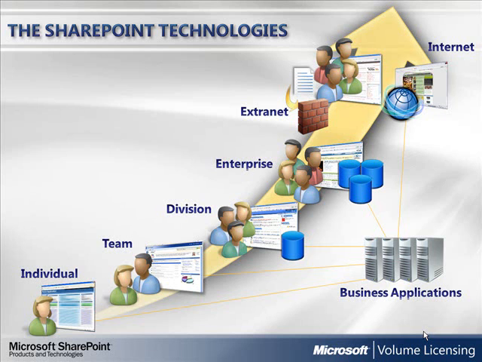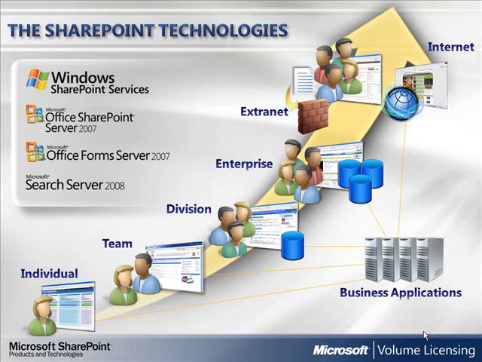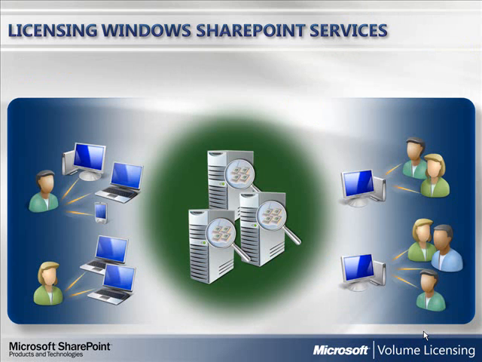Look at the products that make up the SharePoint technologies. Customers typically choose from 4 key products to build their SharePoint solutions: Windows SharePoint Services, Microsoft Office SharePoint Server, Form Server, and Search Server. Let's look at the licensing of the first product, Windows SharePoint Services. Windows SharePoint Services, or WSS, is a service of Windows Server. And so, by licensing Windows Server correctly, WSS is also correctly licensed.